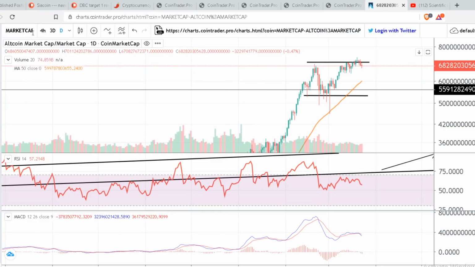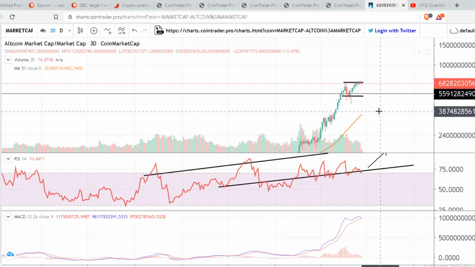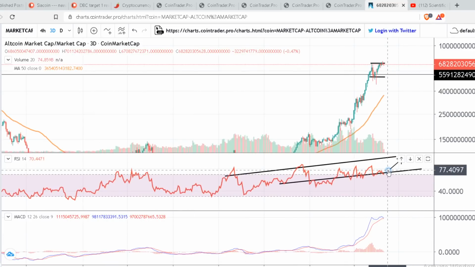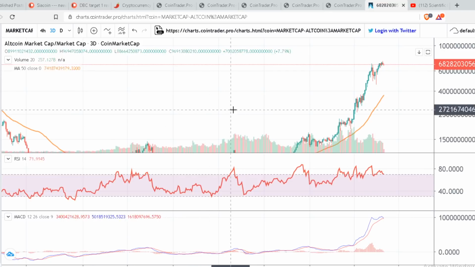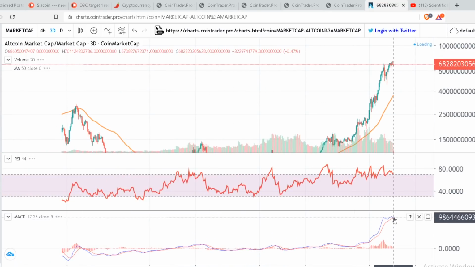Now jumping back into the chart, this is the altcoin market cap on a daily. If we look at the altcoin market cap on a 3-day, you see something similar but a little bit tighter version, right? Now in the same chart, if you just delete all of these to get a balanced view, yes, the MACD is making a double top.